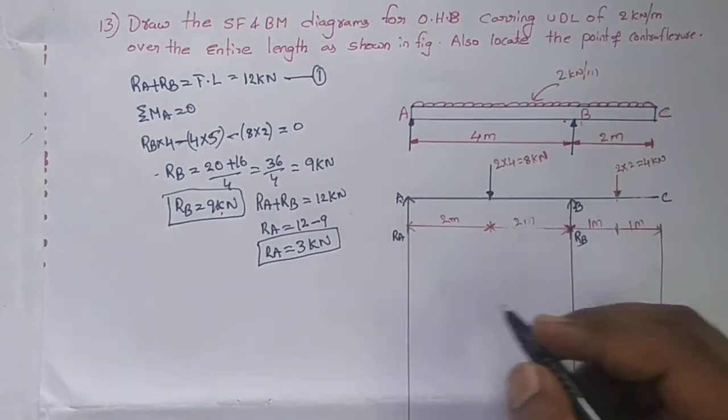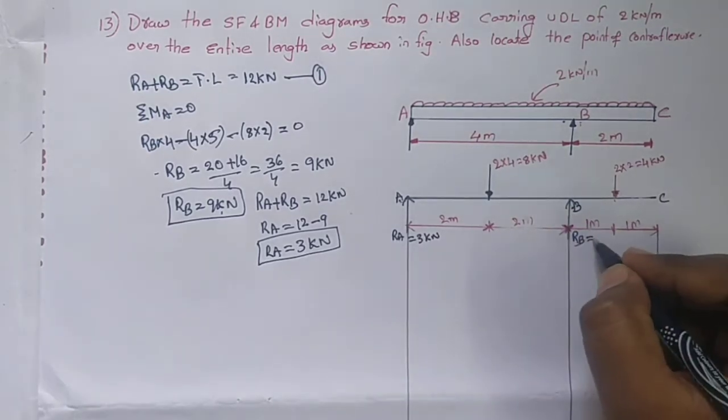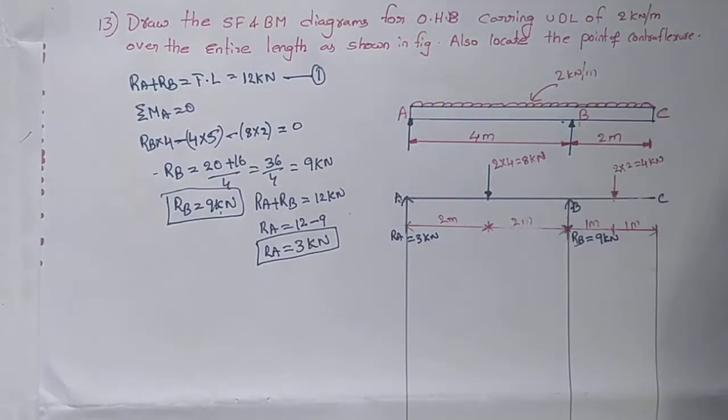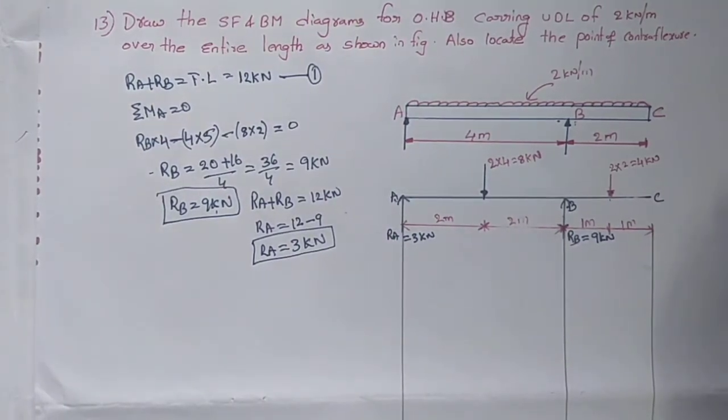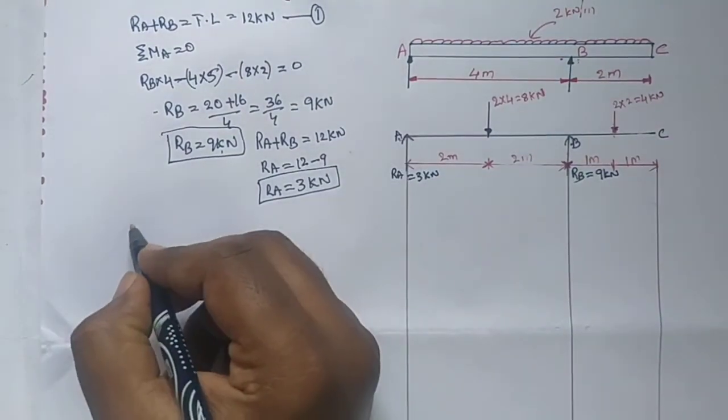Now we have calculated the RA value, 3 kilonewtons, and RB is 9 kilonewtons. The total load is 9 plus 3, 12. Next we need to calculate the shear force values for the beam.